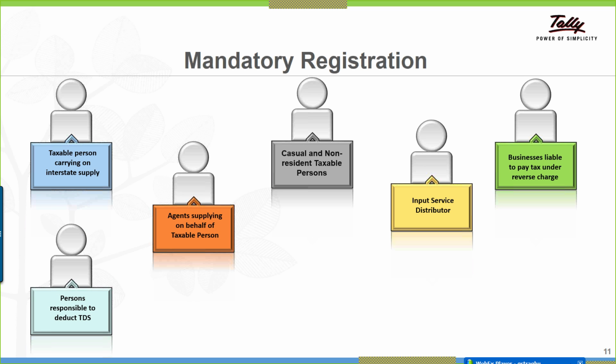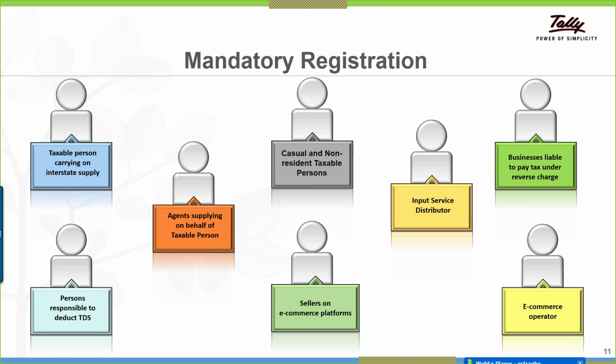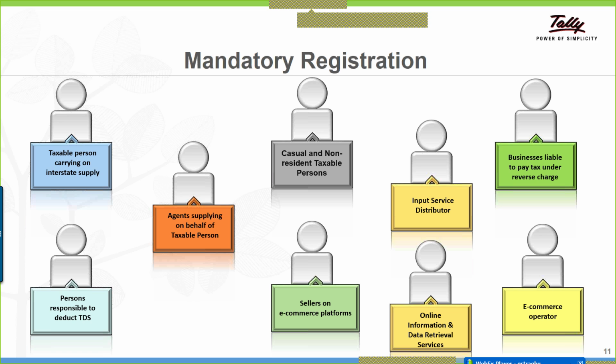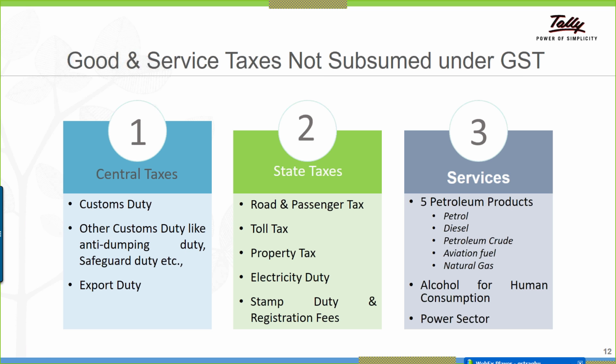And person responsible to deduct tax: if you are deducting TDS, assume that you are paying for professional charges or paying rent, when you are deducting TDS, you should come under GST. Seller on e-commerce platform: if your business is selling through any online e-commerce operator platform, then you need to come under GST. Even the e-commerce operator must come under GST. Okay, so this is the mandatory registration for the traders. The last one, online information and data retrieval services like Google, and any data retrieval services are also supposed to come under GST.